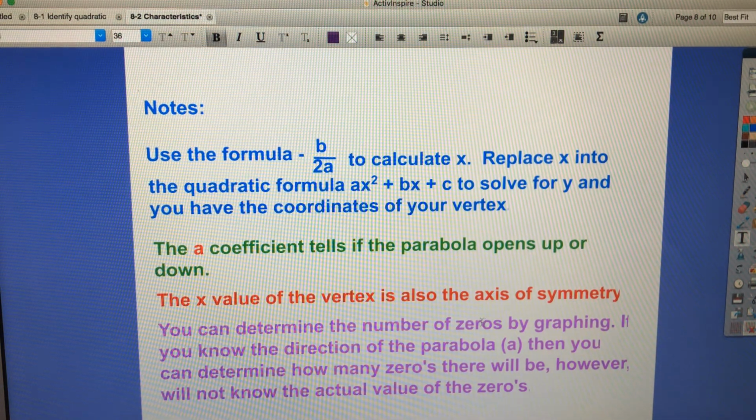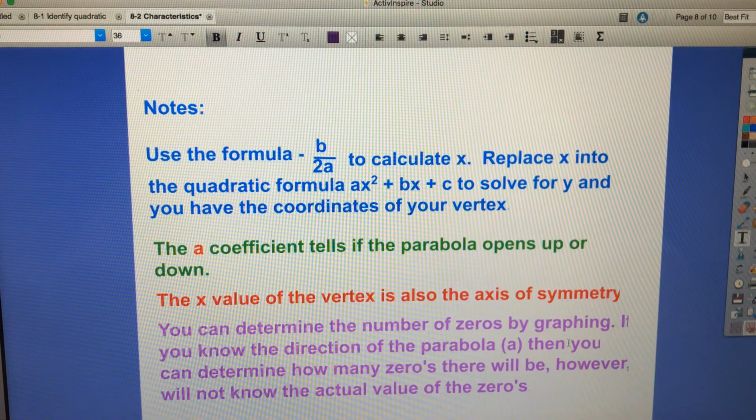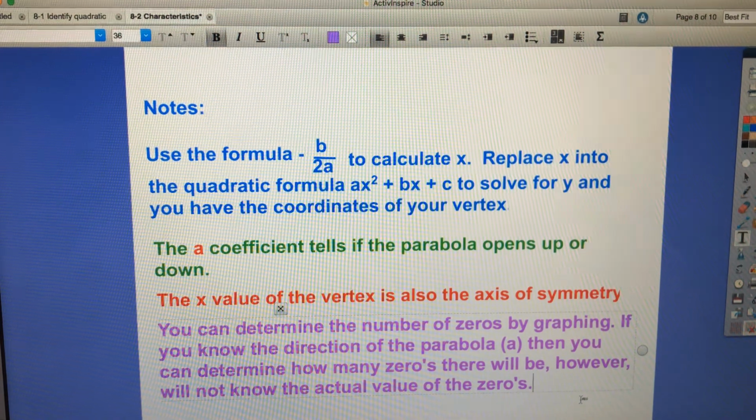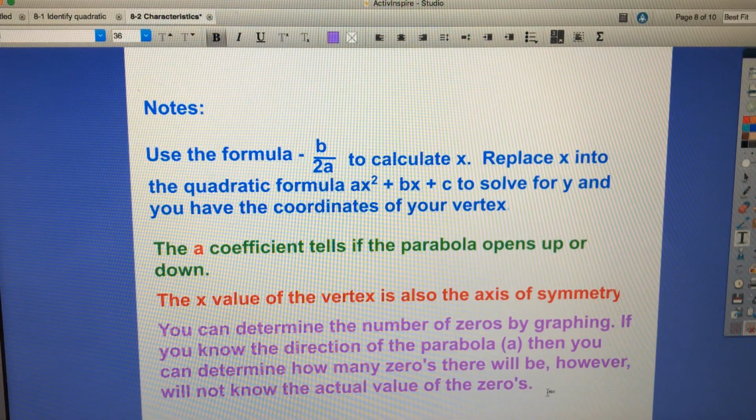You can determine the number of zeros by graphing it. If you know the direction of the parabola, then you can determine how many zeros there will be. However, you will not know the actual value of the zeros. You will only know how many there are.